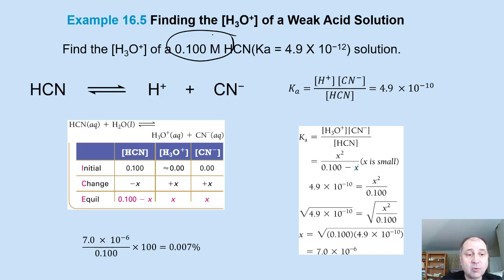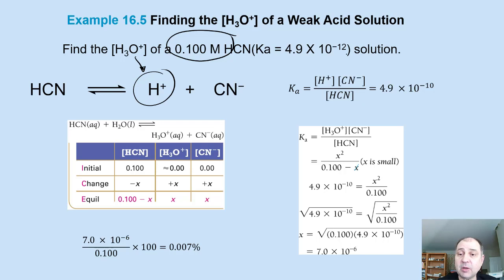So what we're asking is how much of this shifts to the right. We know initially we have 0.1, and then it's going to shift by a factor of x, and that factor of x happens to be equal to the hydronium ion concentration here. And from there we can get the pH. We also made an assumption that the percent dissociation of the initial acid is very small.